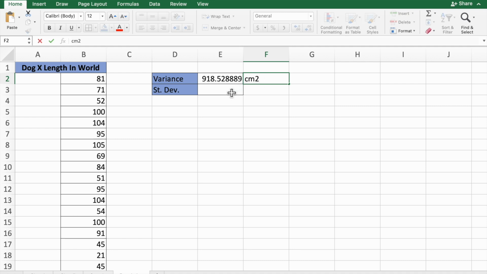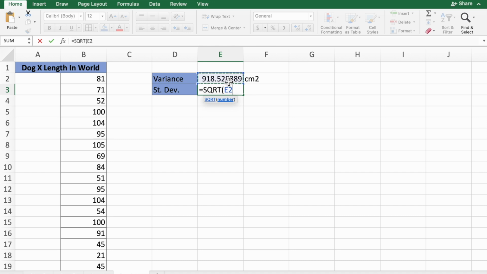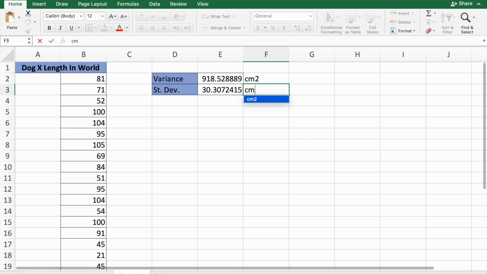And now if you want to find out the standard deviation, it is equals to square root, sqrt, and select this. So this is the standard deviation. So like this you can find out variance of a sample or a population in Excel.